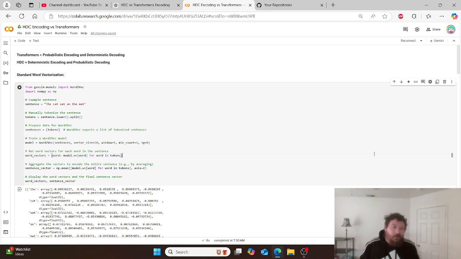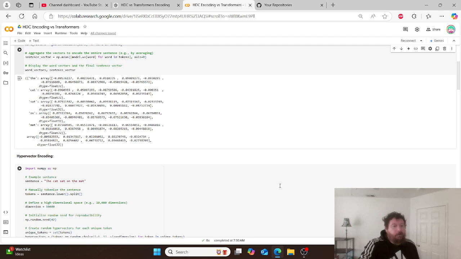And so, diving into this and giving you a simple illustration of this up front, let's look at standard word vectorization and how it works. If we take a sentence, the cat sat on the mat, the actual vectorization, transforming this sentence into its mathematical equation, looks almost virtually the same between standard word vectorization and hyperdimensional computing.